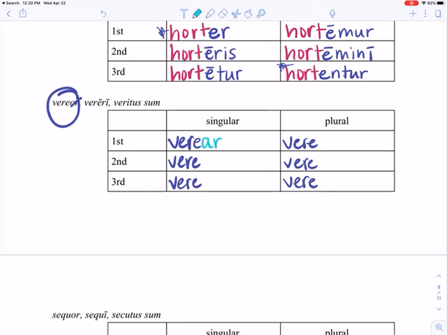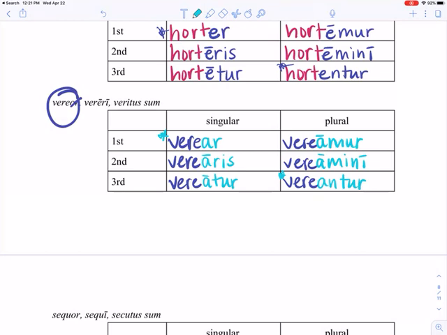Okay, second singular is going to be vereāris, and we will have the macron here. Third singular is vereātor. First plural is vereāmor. Second plural is vereāmini. And third plural is vereāntor. Okay, and again, first singular, third plural, no macrons. Okay, all right, we're moving on into third conjugation here.